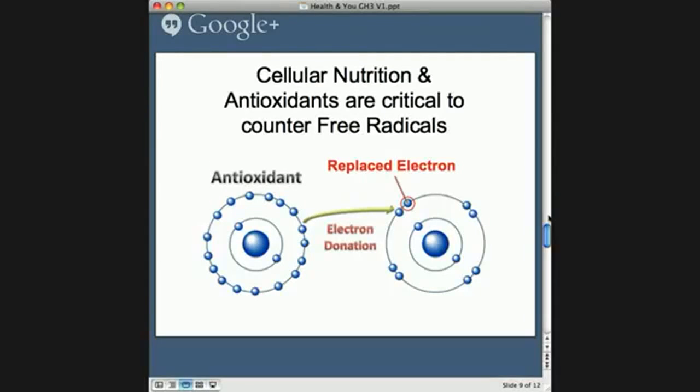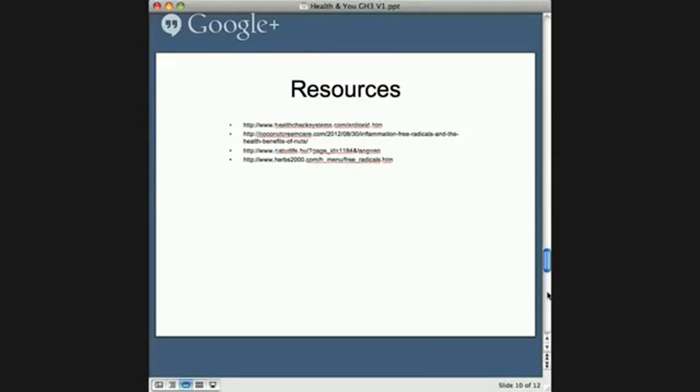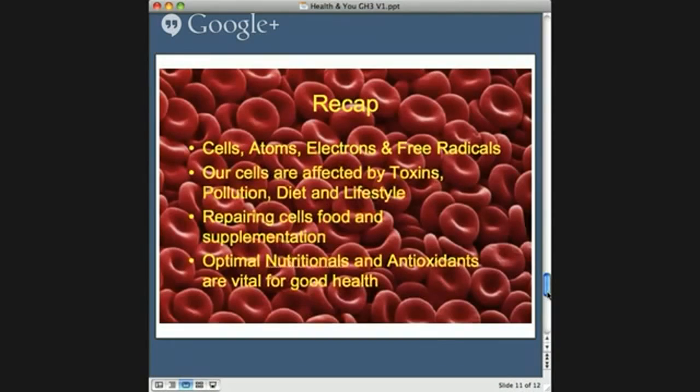Antioxidants don't have this issue of needing to get to 8 because they're already balanced, and their structure is such that they can donate electrons to other molecules and cells. So let's just recap: cells, atoms, electrons, free radicals. Basically, when an electron breaks off, that atom or cell becomes a free radical. These electrons are broken off because of toxins, pollution, diet and lifestyle. And repairing cells can be done through our foods or through supplementation. Optimal nutrition and antioxidants are important for good health of our cells and of each of the atoms.